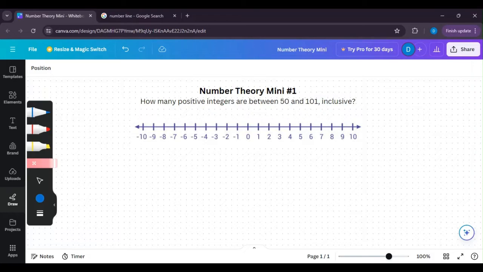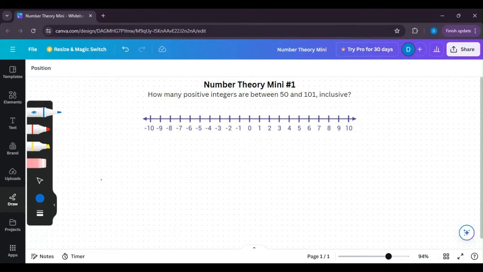So this is the first episode of the series, and we're going to be ranging from the easiest and most basic parts of number theory to the hardest and most challenging parts of number theory. And we're going to include all of it. So we're going to start with this problem. How many positive integers are between 50 and 101 inclusive?